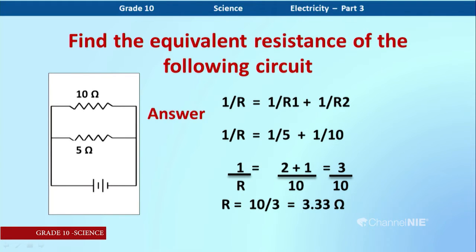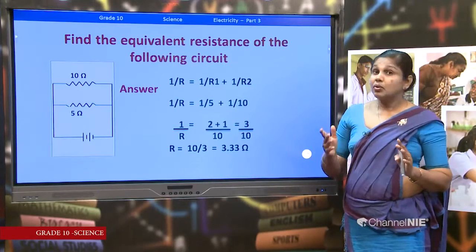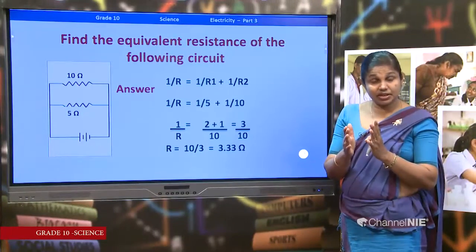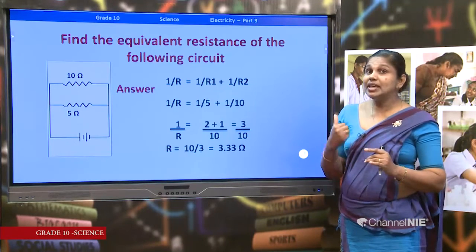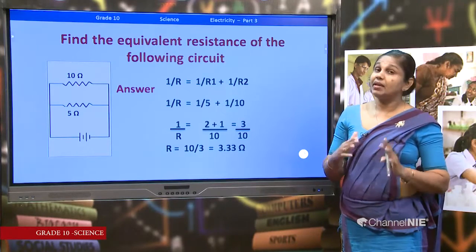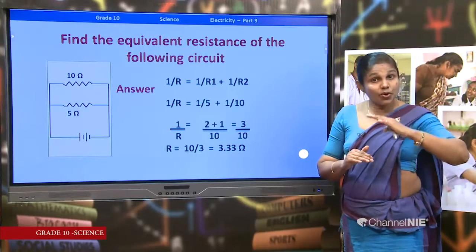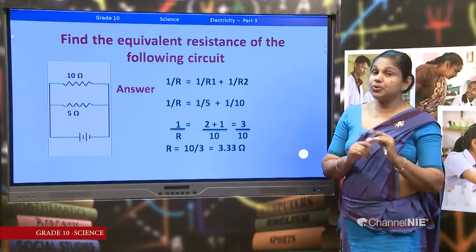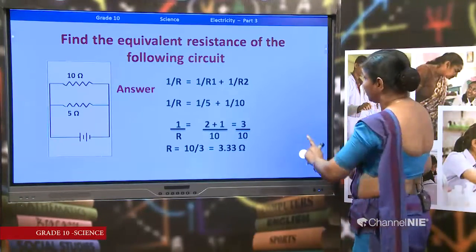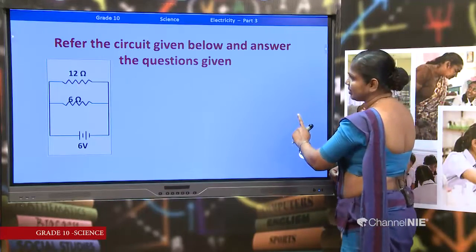See the difference, children. Two resistors are connected parallelly. One is 5 and one is 10. When both resistors are connected parallelly, what is the equivalent resistance? The equivalent resistance is 3.33. That means the total effective resistance has gone down, decreased, when the two resistors are connected in parallel. Okay, right.